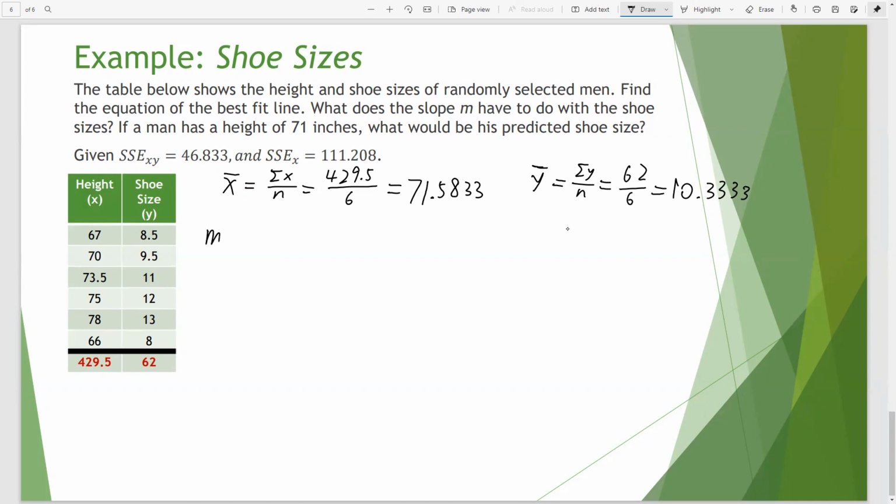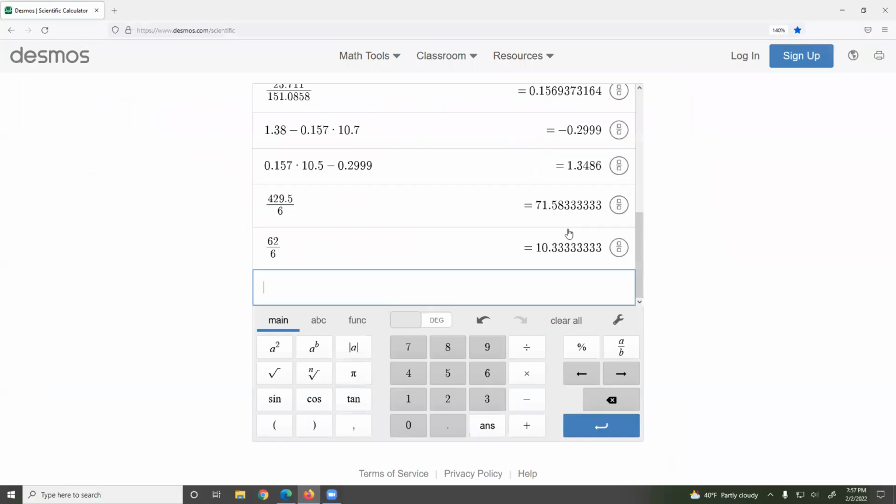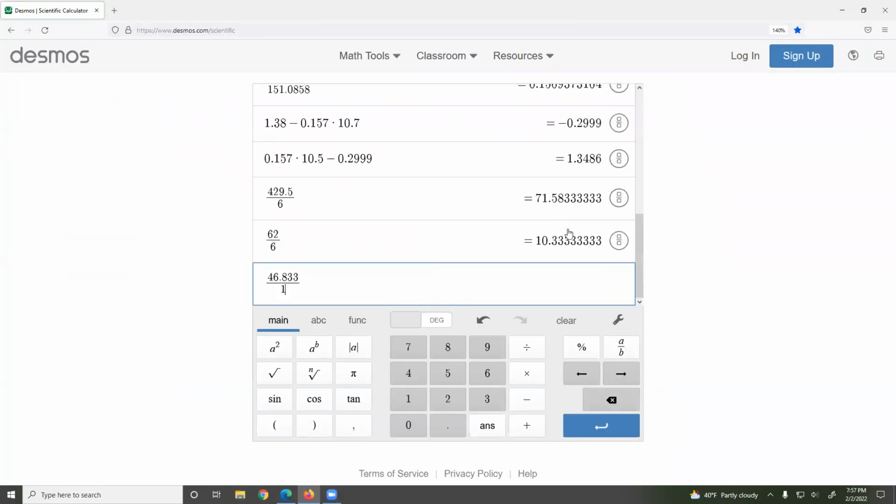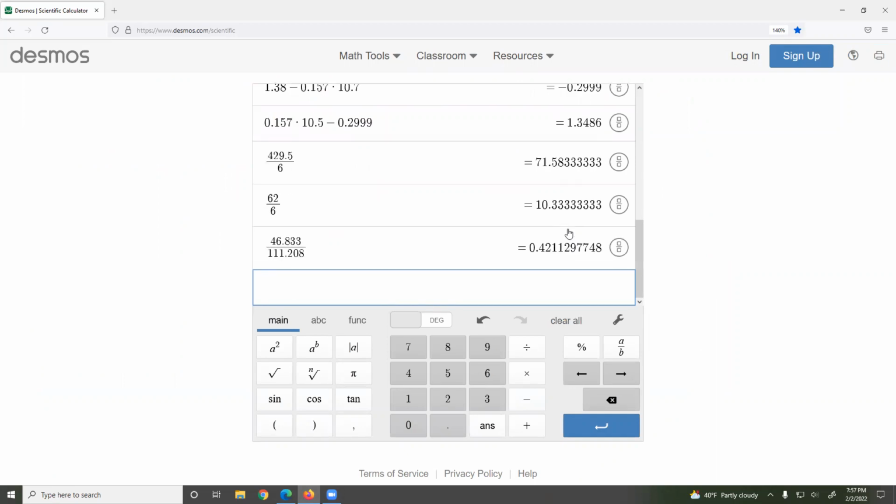Then the slope is the sum of squares of the product divided by the sum of squares of x. The product we found is 46.833. The x we get is 111.28. So 46.833 divided by 111.28 is 0.4211.